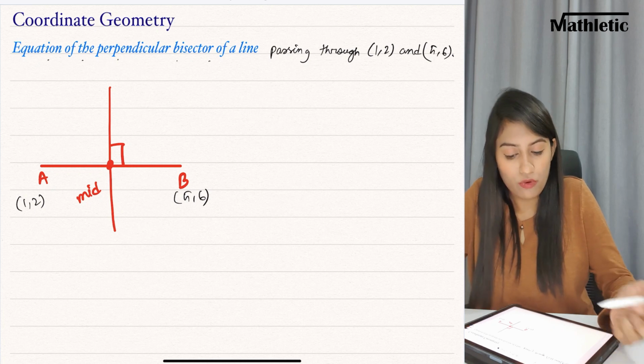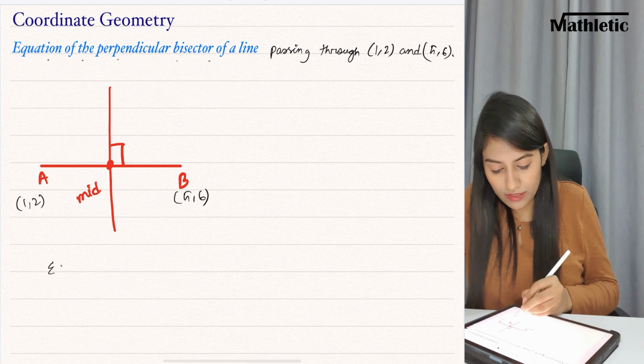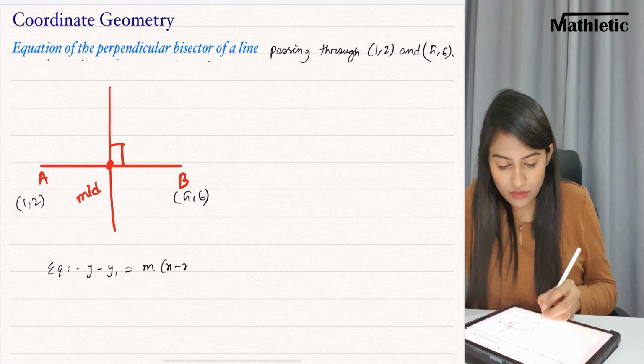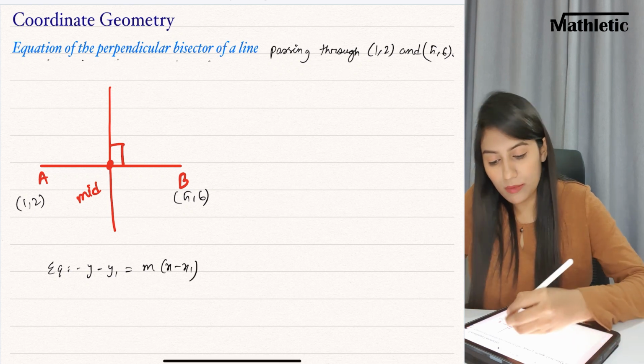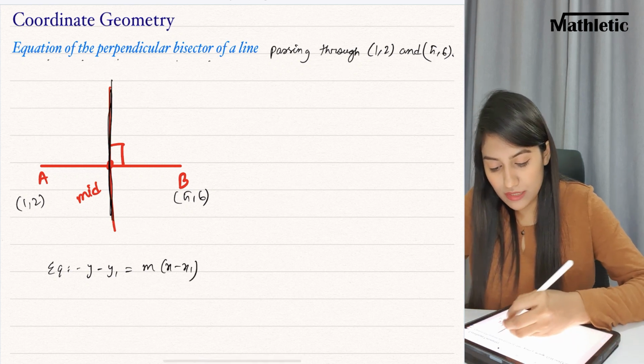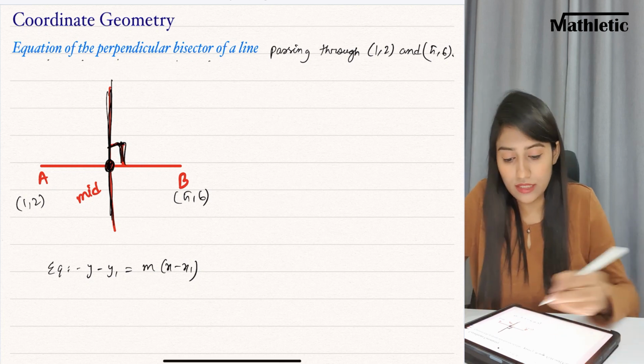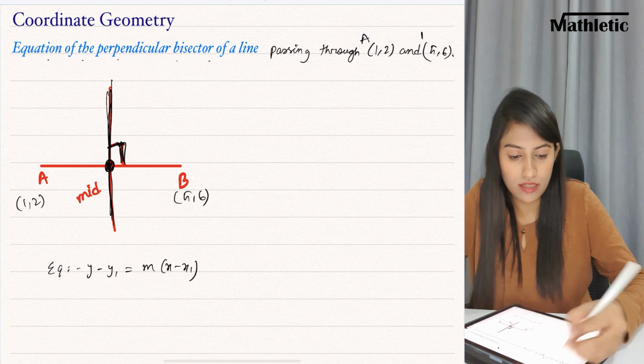So basically we need to find the equation of a line. For any line we know the formula, right? y minus y1 equals gradient times x minus x1. The line we are talking about passes through the midpoint and is at 90 degrees with the initial line AB. This is A and that's B.